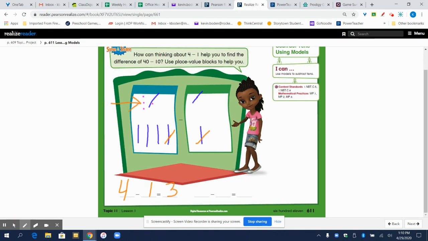And for our second equation, we had 4 10s, which is the same as 40, minus 1 10, which is the same as 10. And guess what? We still have 3 10s left. So hopefully you see some similarities between the number 3 1s and the number 3 10s. And that's what we're going to talk about today. I'll see you on the next page.